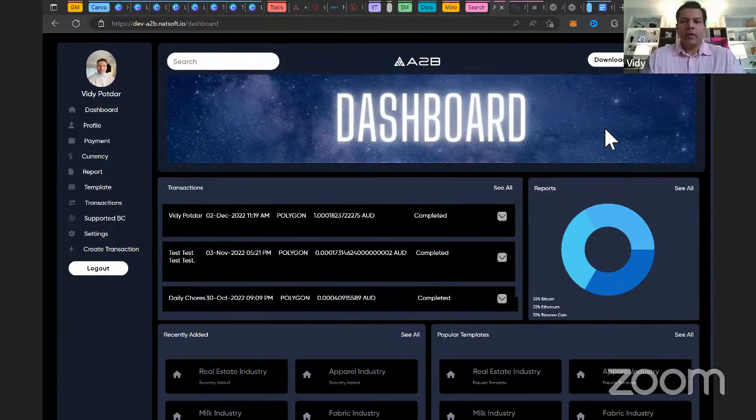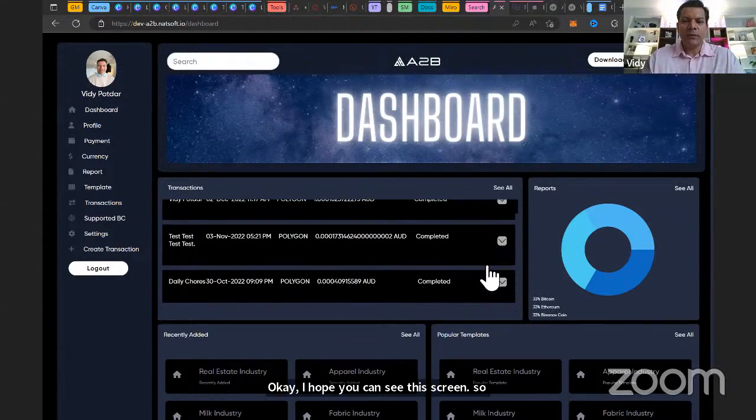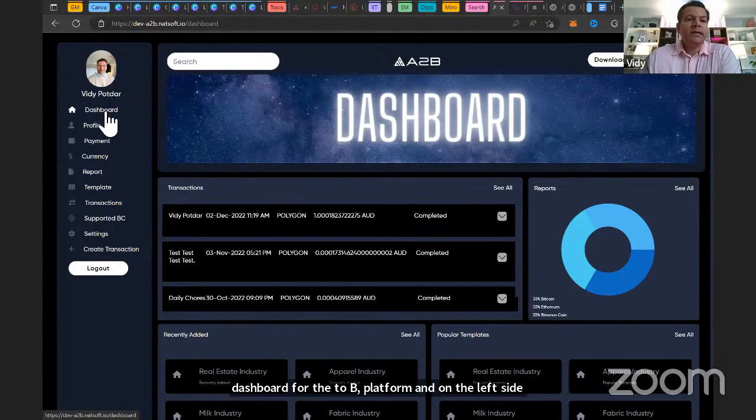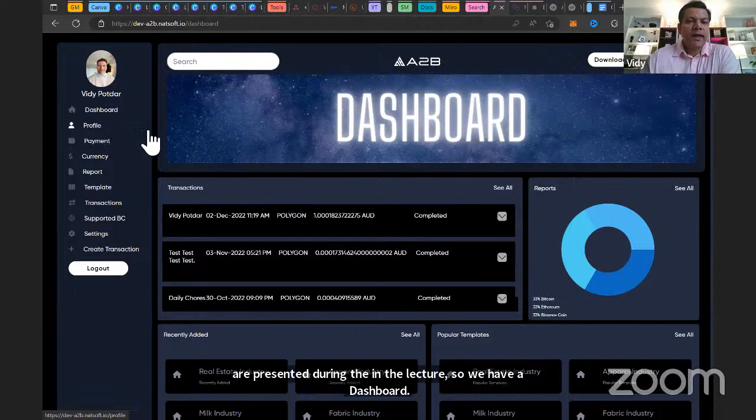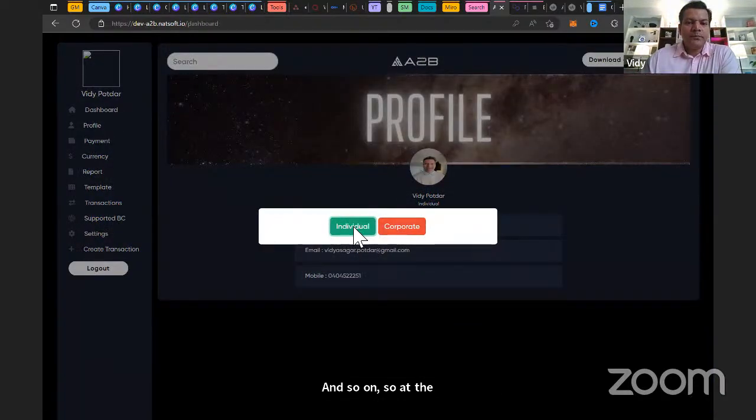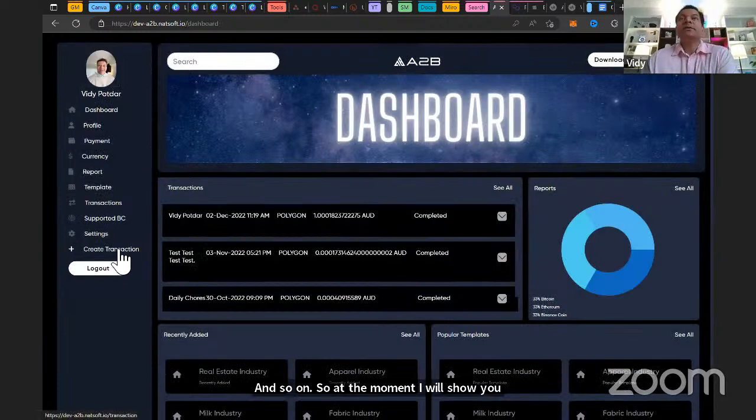Okay, I hope you can see this screen. This is the dashboard for the A2B platform. On the left side, you can see the different functionalities that I presented during the lecture. We have a dashboard, a profile page, payment, currency, reports, templates, transactions, and so on. At the moment, I will show you how we can create a transaction, because that is the most important aspect of A2B.